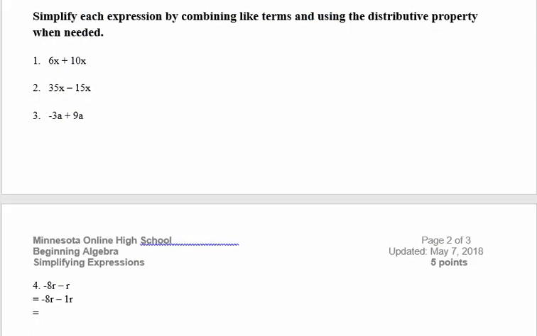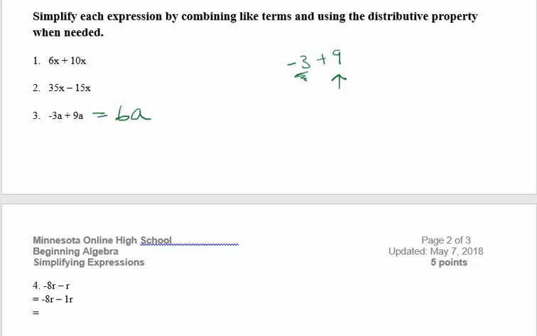In number 3, we have negative 3a plus 9a. So you think to yourself, what's negative 3 plus 9? You can use a calculator to check if you need to. What I always tell my students is think about this as being -3 degrees outside, and then the temperature rises 9 degrees. So now we're above 0, and we're above 0 at 6. So -3 plus 9 is 6, and then you just write the a after it.